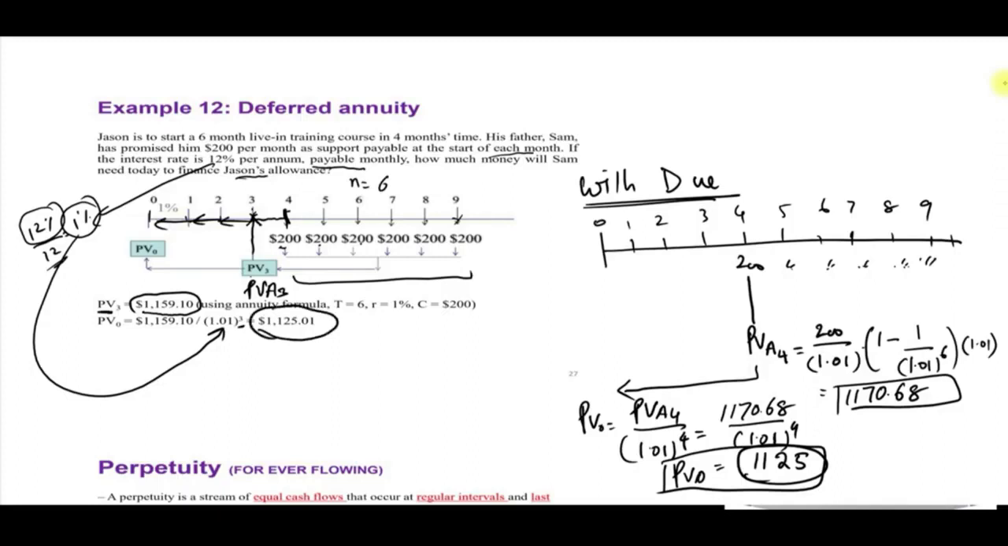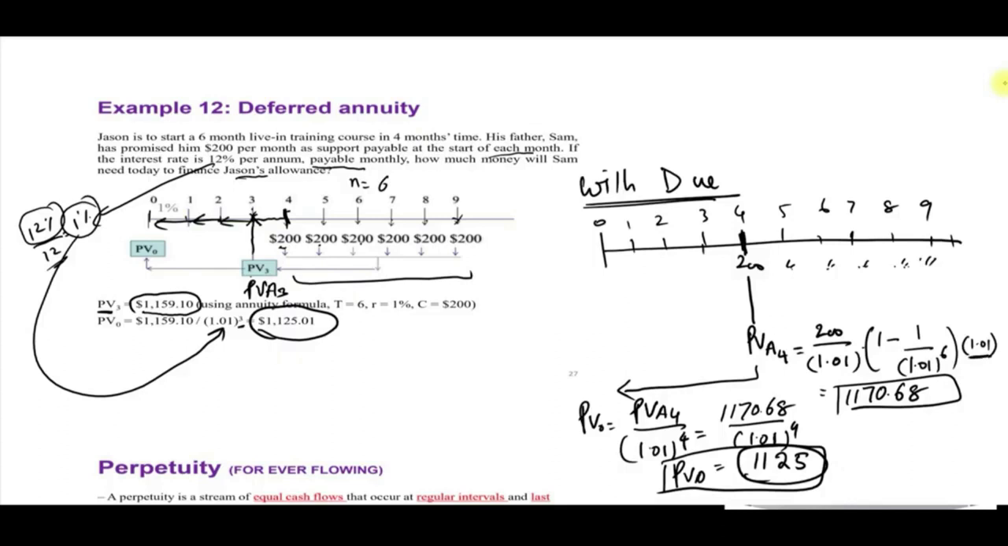Now we can also solve this question using due. Similarly, everything would remain the same, but our first answer, the annuity answer, would be at period 4, not at period 3. That was the difference. Everything would remain the same except we multiply the answer with 1.01. Our answer would be at period 4.